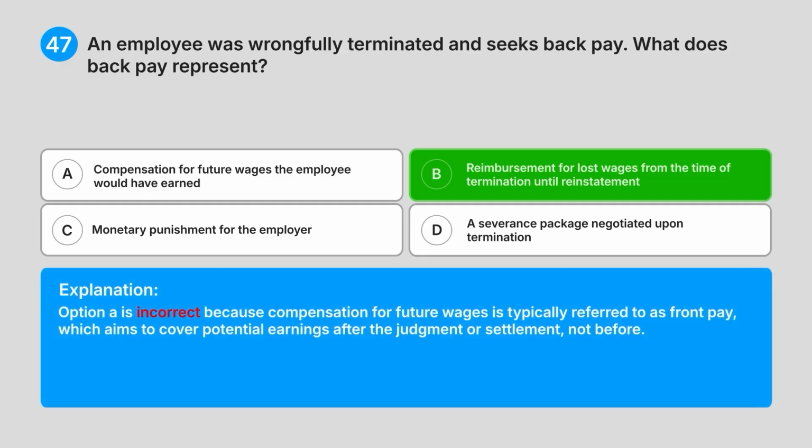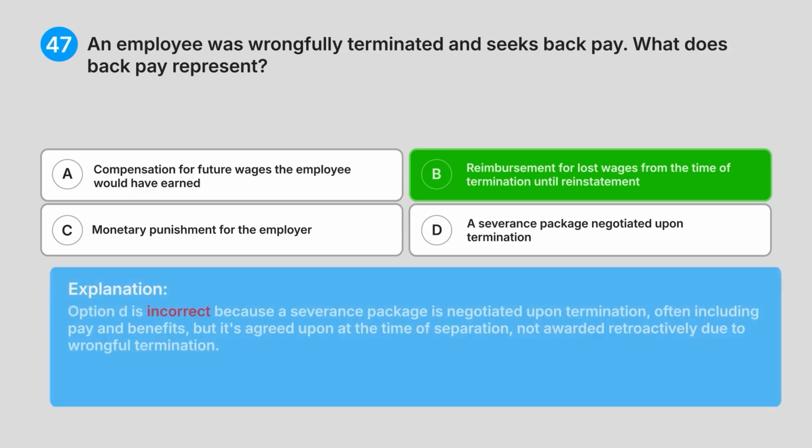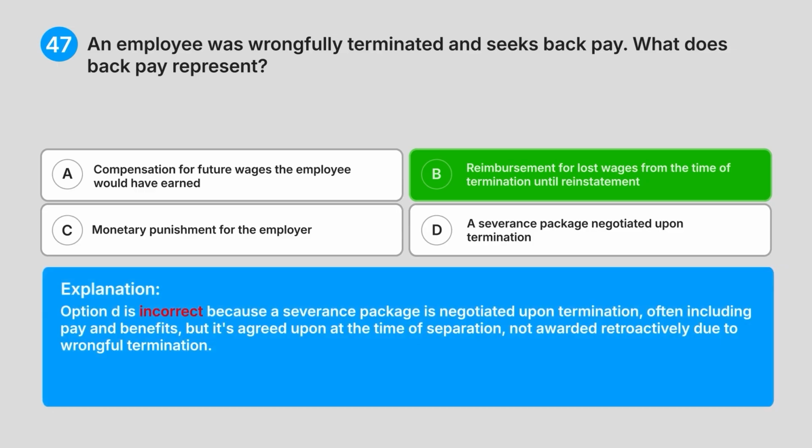Option A is incorrect because compensation for future wages is typically referred to as front pay, which aims to cover potential earnings after the judgment or settlement, not before. Option C is incorrect because monetary punishment for the employer is referred to as punitive damages, and these are awarded to punish the employer for egregious misconduct, not simply to compensate for lost wages. Option D is incorrect because a severance package is negotiated upon termination, often including pay and benefits, but it's agreed upon at the time of separation, not awarded retroactively due to wrongful termination.